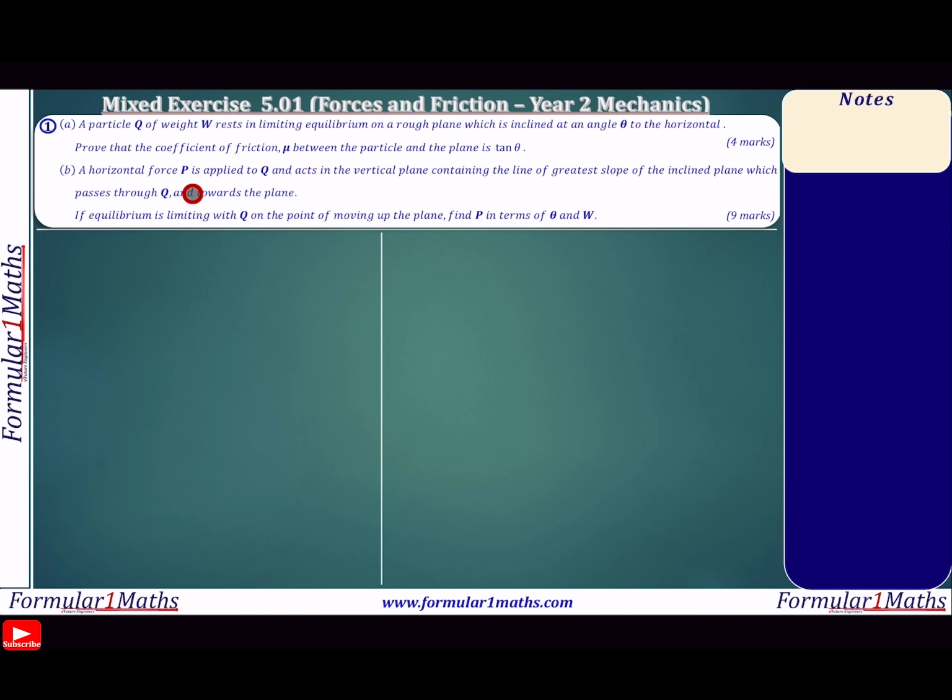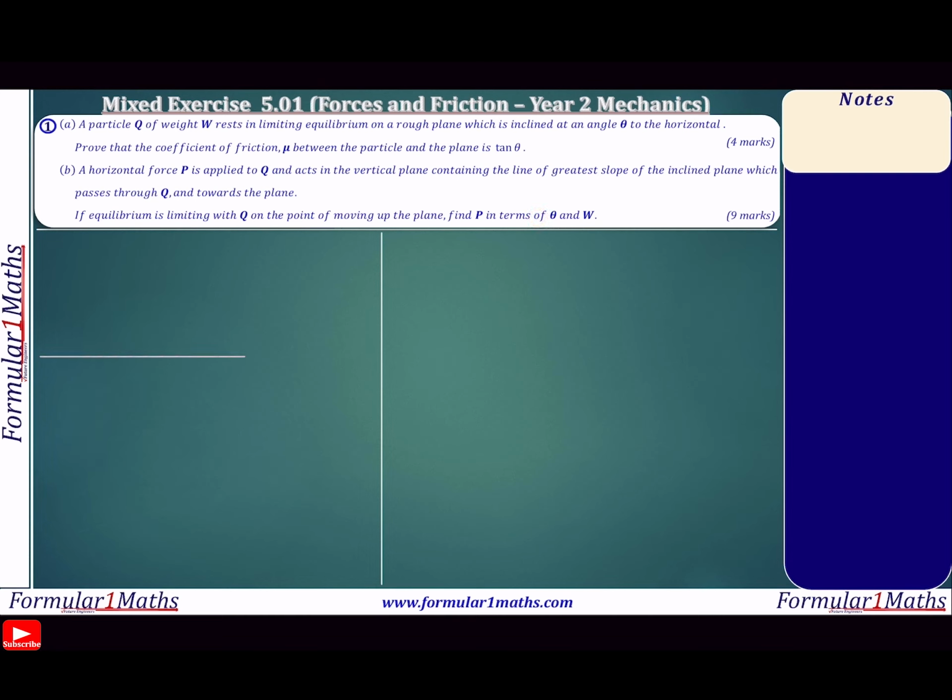B: A horizontal force P is applied to Q and acts in the vertical plane containing the line of greatest slope of the inclined plane which passes through Q and towards the plane. If equilibrium is limiting with Q on the point of moving up the plane, find P in terms of theta and W. So for A, we need to do a sketch as follows.